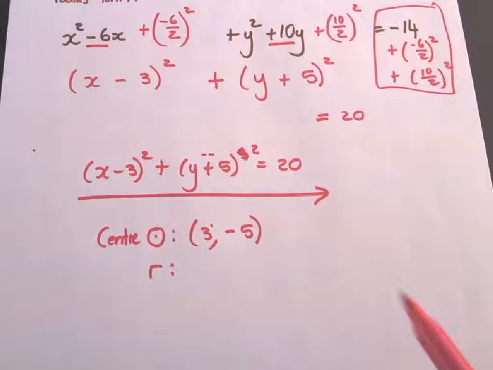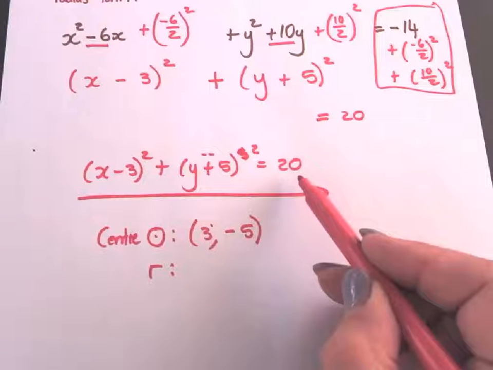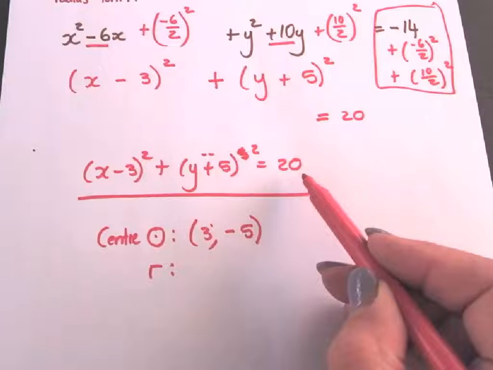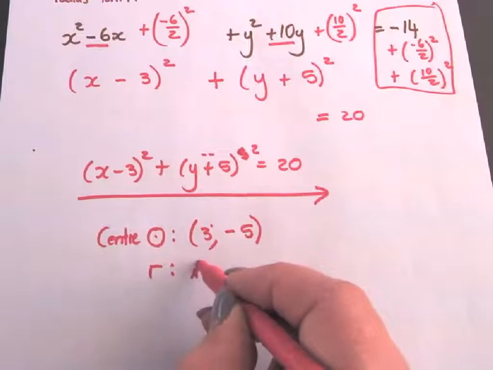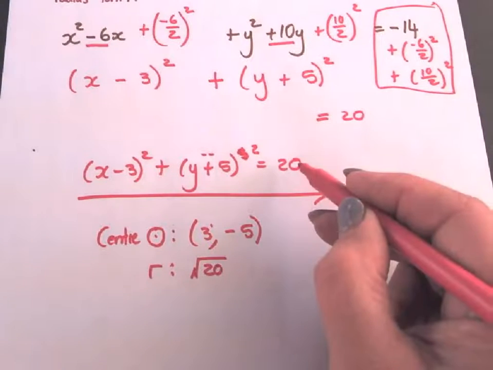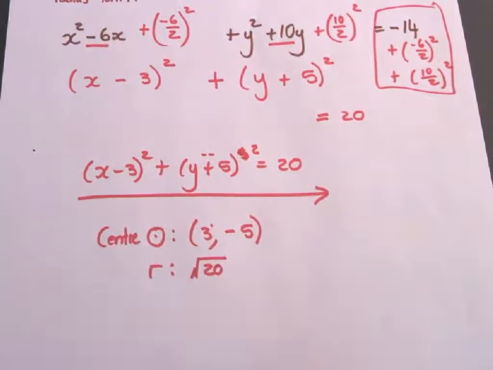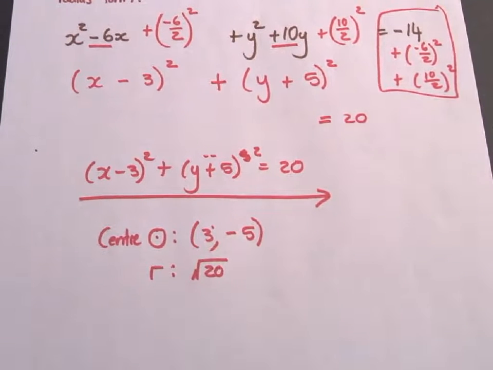What is my radius? Square root 20. This is r squared, so the radius will be square root 20. Any questions? You know how to do this? Okay.